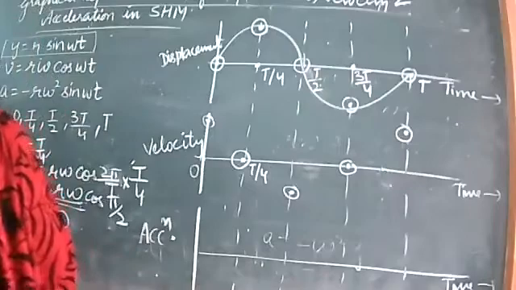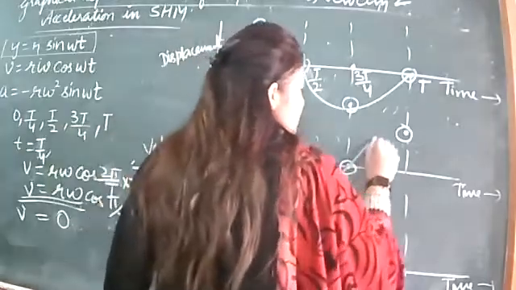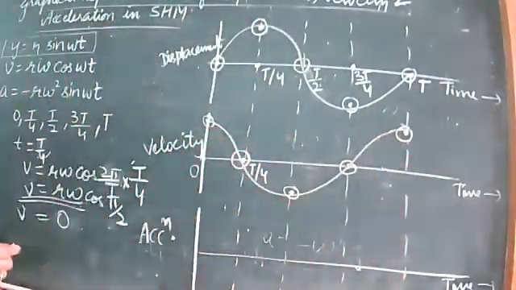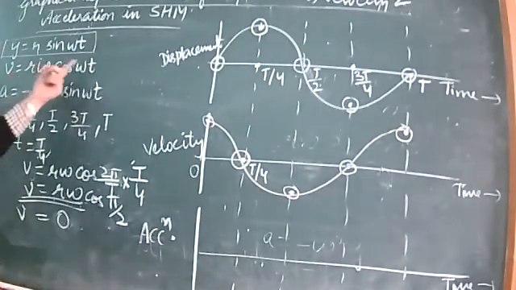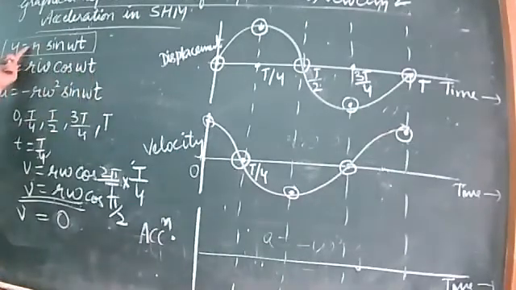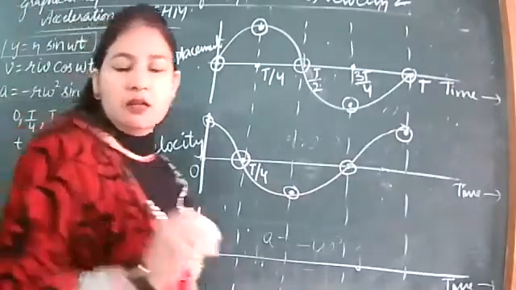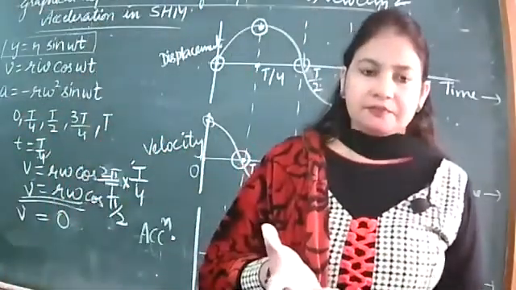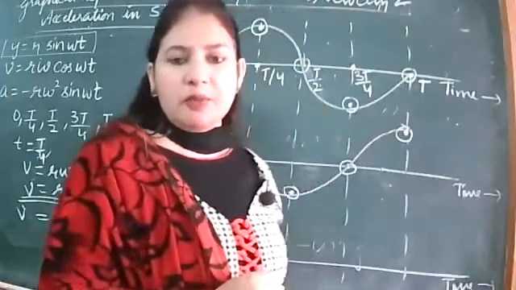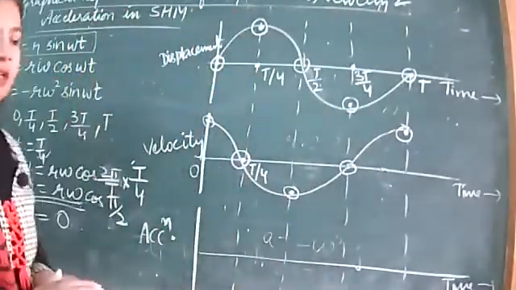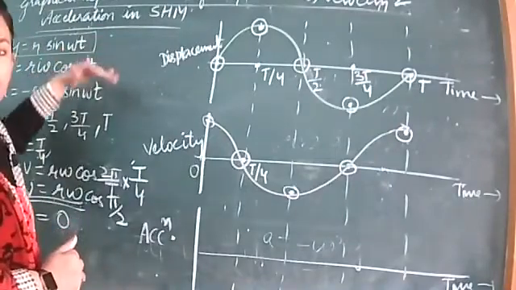So let us join these points also to mark our velocity curve. And yes, you can see this is a cosine curve. Really, we are getting a cosine curve. So velocity is represented in terms of cosine and displacement in terms of sine. So how much phase difference is there between velocity and displacement? 90 degree. So note down, velocity and displacement have a phase difference of 90 degree between them in SHM.